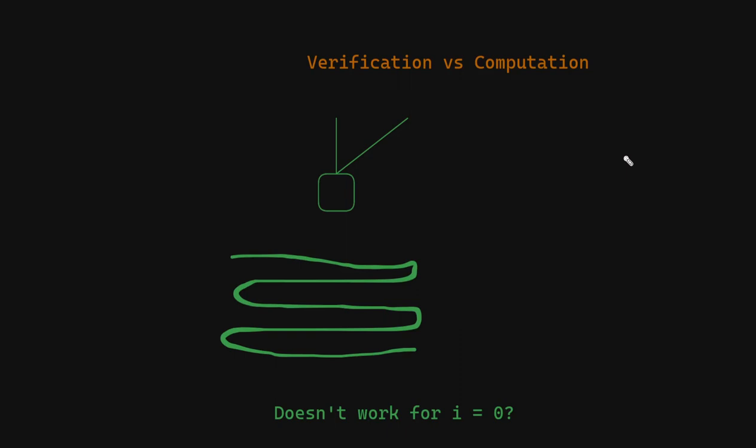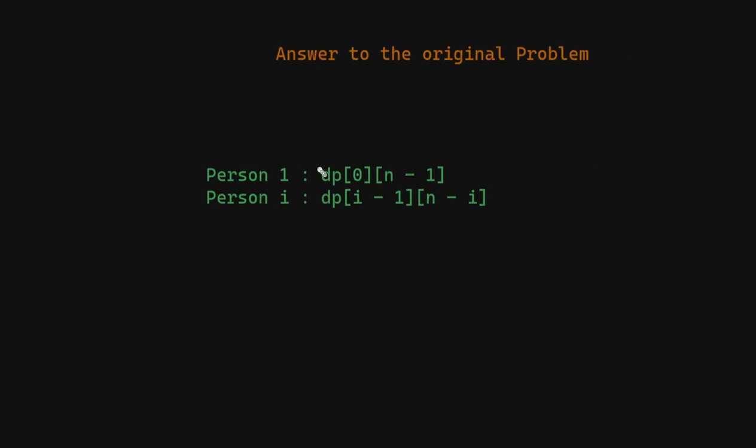So what will the answer be for the original problem? The original problem was to find the probability that the ith person is the winner. You can look at it in DP terms: how do you retrieve it from the matrix? If the ith person is the winner, then initially i minus 1 people were standing to the left of that person and n minus i people were standing to the right. So DP[i-1][n-i] would represent the answer for the ith person being the winner. We can just read it off the DP table and print the answer.